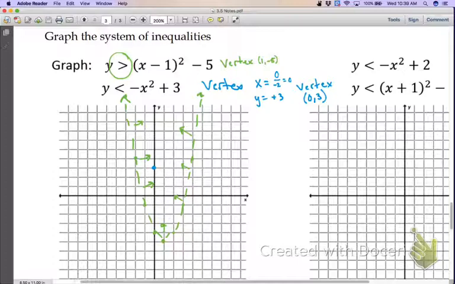Where am I going to go from there? Slide one step to the right, and then where? Down 1. Slide 1, down 3. Slide 1, down 5. And I'm going to be out of room. Mirror my points. Now from there, is it solid or dashed? Dashed line.